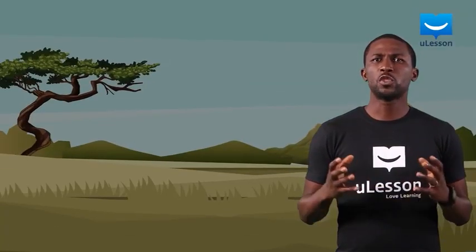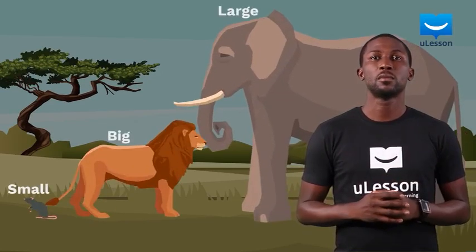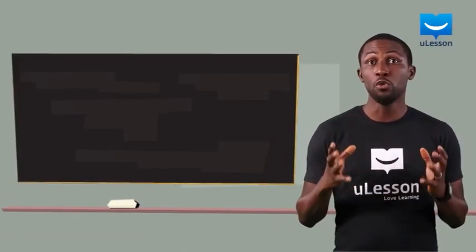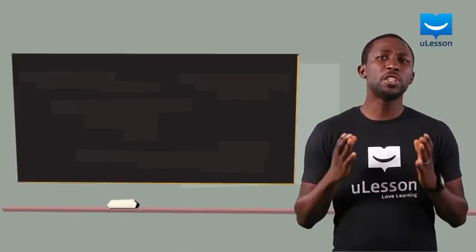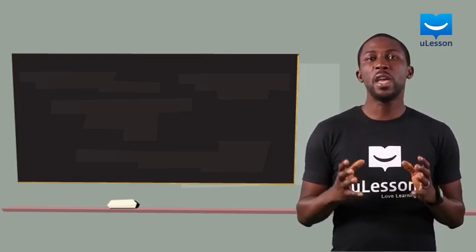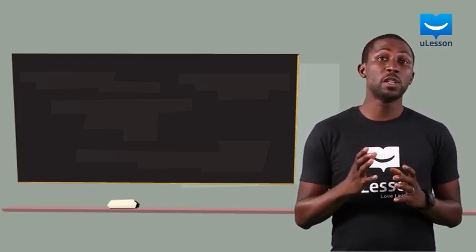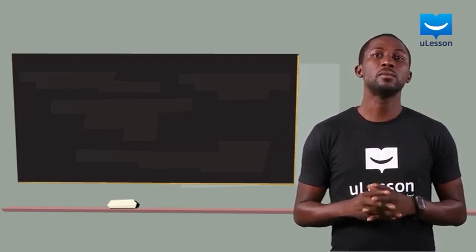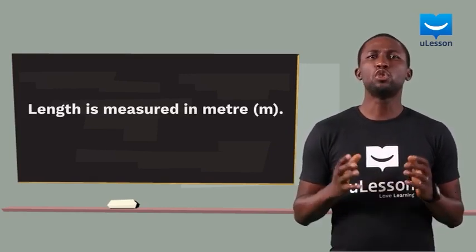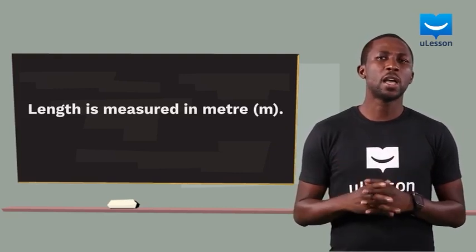So, when someone says something is small, big, or even large, how do you respond to that as a physicist? Yes, you measure it. Depending on the distance or the size of the object to be measured, various measuring instruments or scales are required. Length is measured in meters, and this is usually denoted with the letter m.